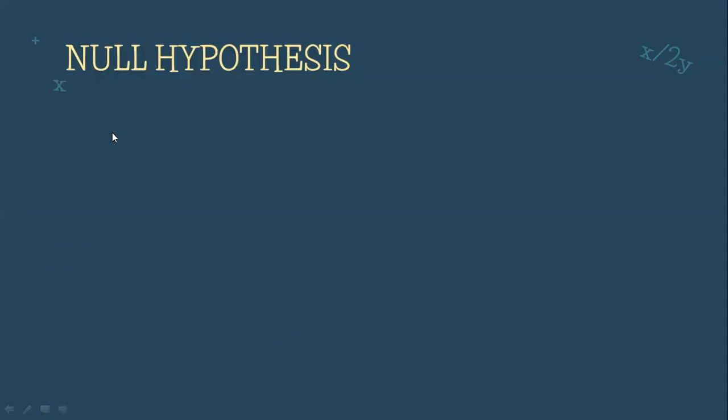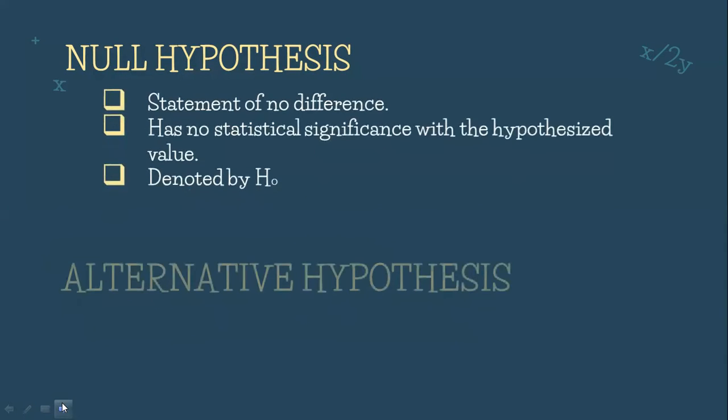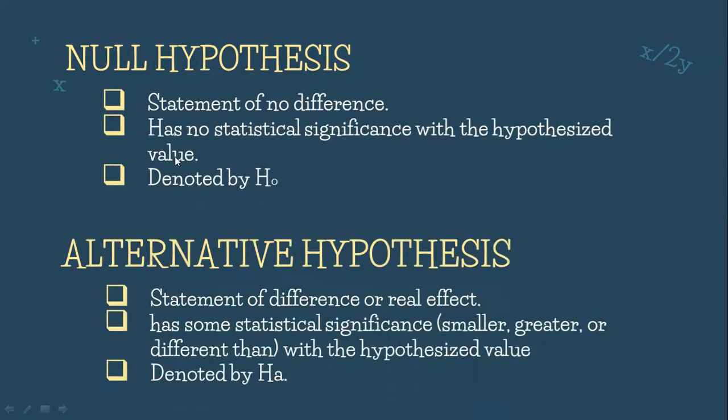Now, a hypothesis has 2 types. It's either the null hypothesis or the alternative hypothesis. When we say null hypothesis, this is the statement of no difference. The null hypothesis has no statistical significance with the hypothesized value. It is denoted by H0. The alternative hypothesis, on the other hand, is the statement of difference or real effect. It has some statistical significance, whether it is smaller, greater, or different from the hypothesized value. It is denoted by HA.